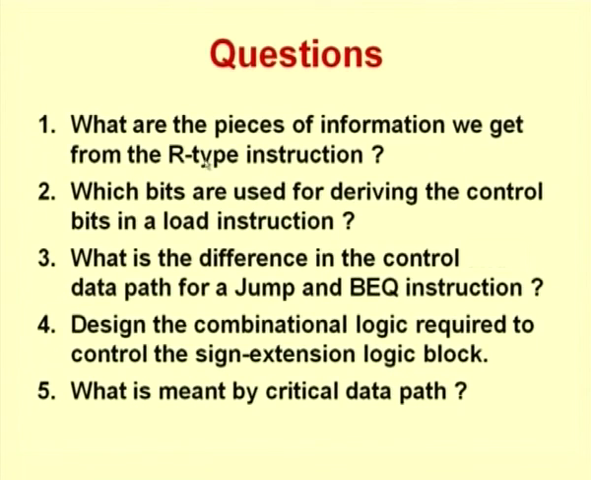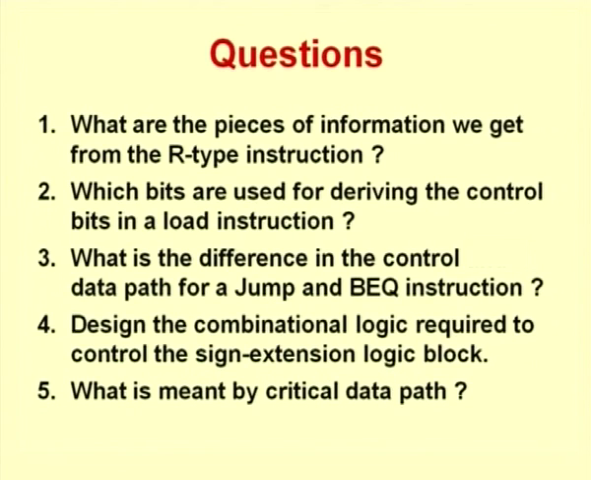So, here is a set of questions for you to review the matter today. Question number 1, what are the pieces of information we get from the R type instruction? Remember we have looked at different types of instruction. Question number 2, which bits are used for deriving the control bits in a load instruction? Question number 3, what is the difference in the control data path for a jump and a branch equal instruction?